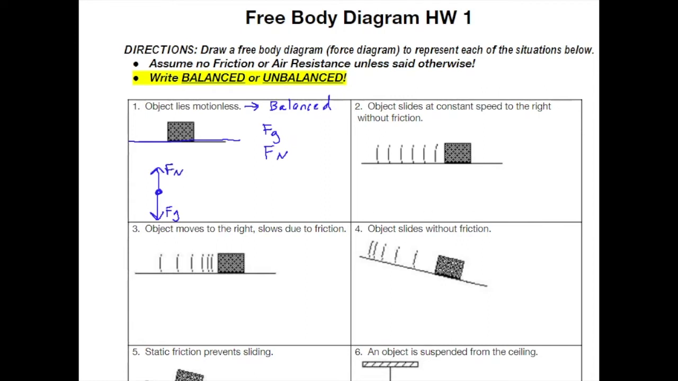Let's move over to our next problem over here, number 2. Object slides at a constant speed to the right without friction. Key word here is without friction, also constant speed. Constant speed again is telling us balanced forces. This object is flat on the ground, so we know that force normal is present. We also know that force gravity is there as well. So this is also going to look like our problem number 1, where we have force gravity pointed down and force normal pointed up.